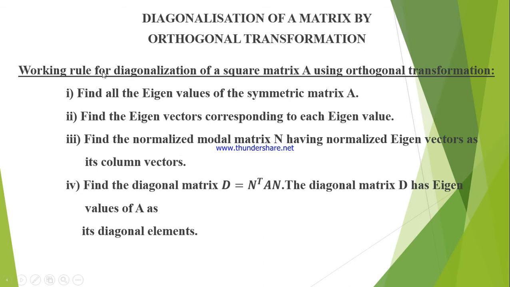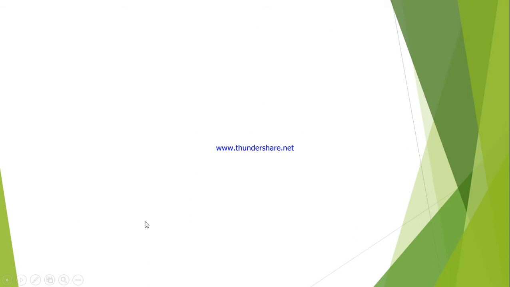Diagonalization of a matrix by orthogonal transformation, working rule. First, find all the eigenvalues of the symmetric matrix and then find the eigenvectors corresponding to each eigenvalue. Third step is to find the normalized model matrix N having normalized eigenvectors as its column vectors. Fourth step is to find the diagonal matrix D, which is equal to N transpose A N. The diagonal matrix D has the eigenvalues of A as its diagonal elements.